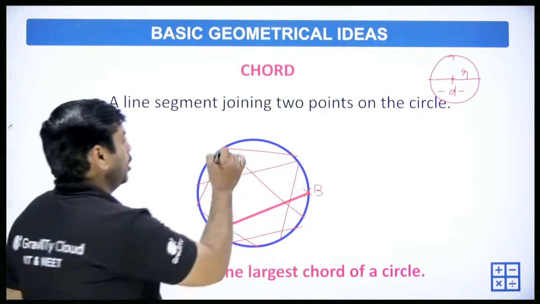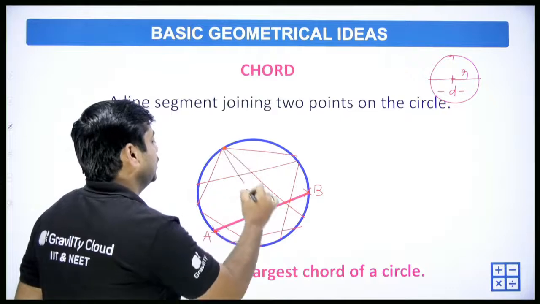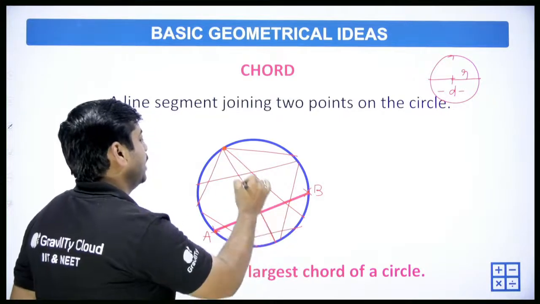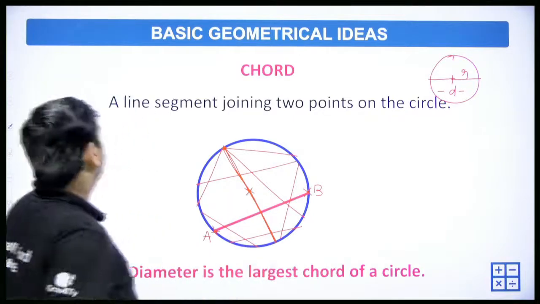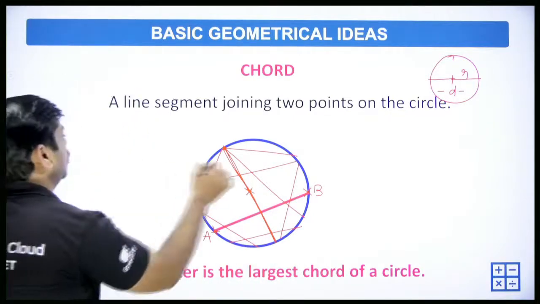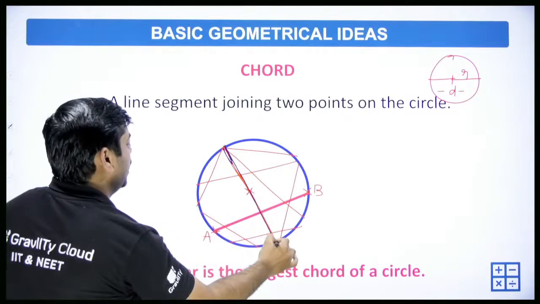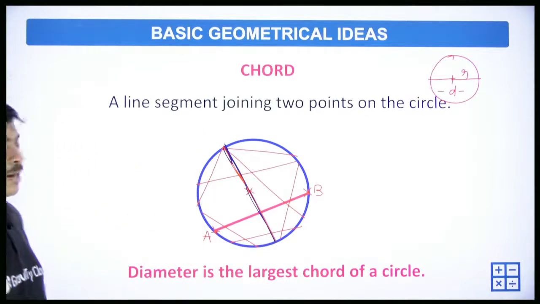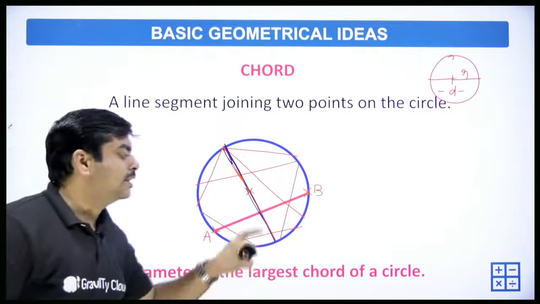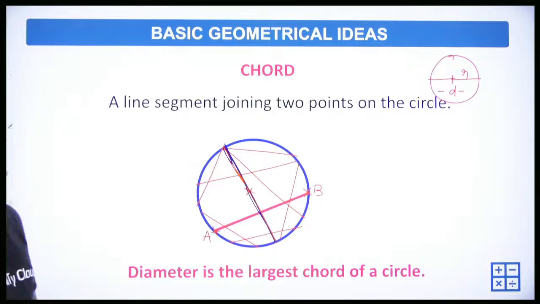A chord which is moving from the center and joining the other end of the circle, right? So this is called diameter, and so the longest or the largest chord is nothing but the diameter. Diameter is the largest chord of a circle. Right. So let's move ahead.